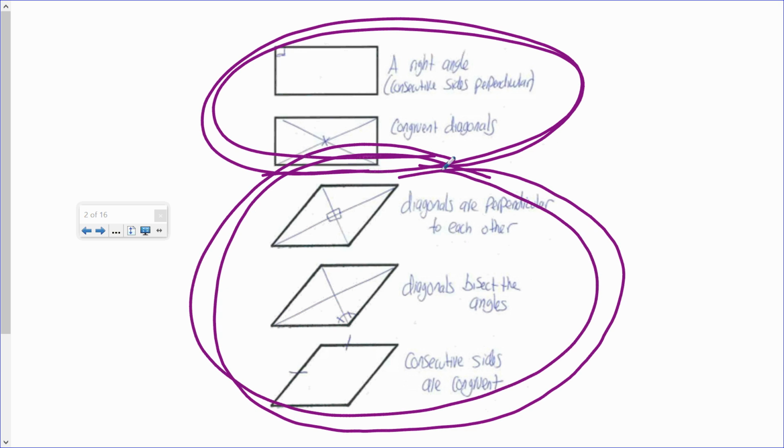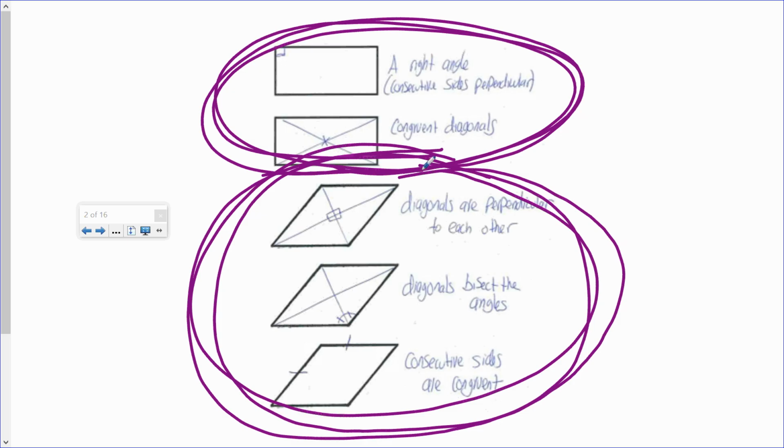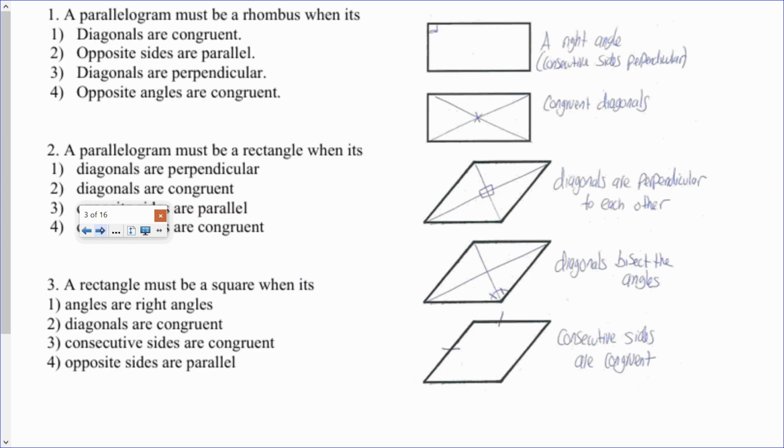If I tell you that it's a rectangle, then it needs a rhombus property. If I tell you that it's a rhombus, then it needs a rectangle property. If you don't know these properties, you have zero chance of doing this. So you really need to know your two ways to prove a rectangle and your three ways to prove a rhombus and how it all comes together.